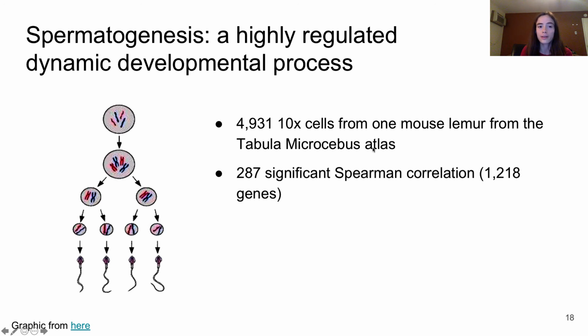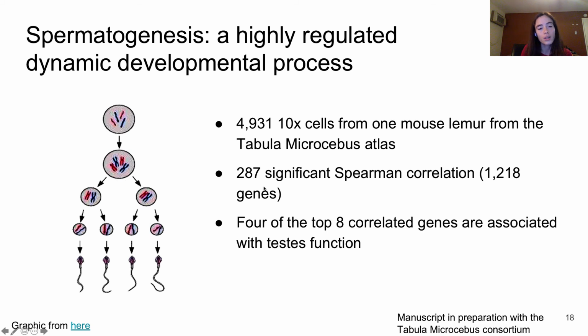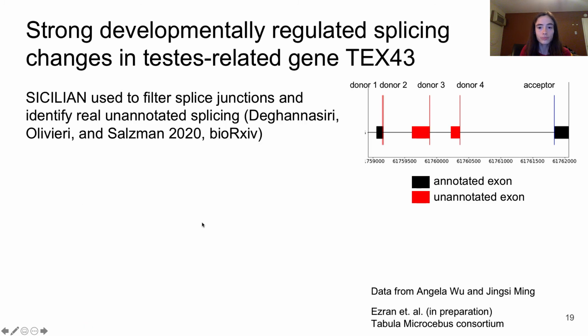We correlated the SCS for each of the genes found in these cells with pseudotime measurements of the developmental trajectory, and we found 287 genes with significant Spearman correlations. 4 of the top 8 correlated genes are known to be associated with testes function, which indicates that splicing here is likely to reflect functional changes. The testes-related gene TEX43 had the most significant correlation between the SCS and the developmental trajectory.